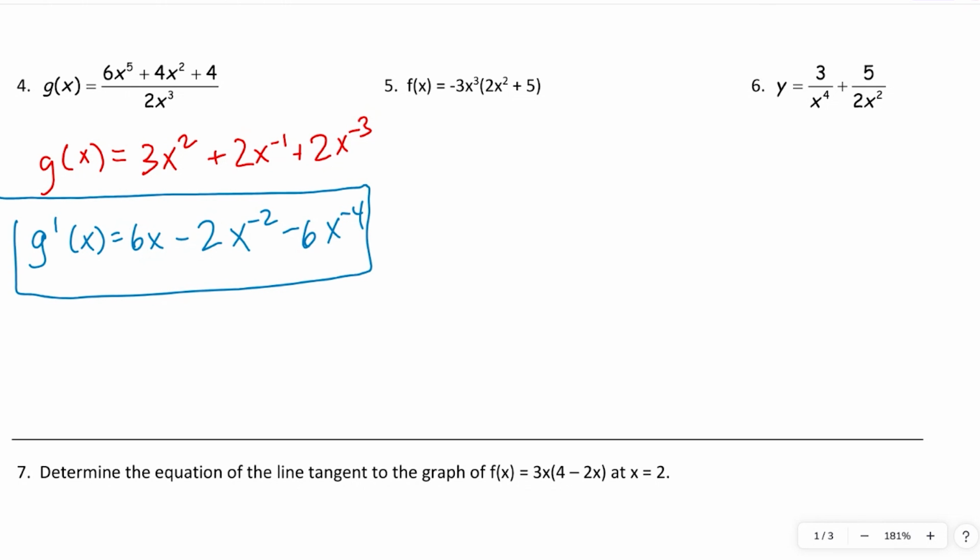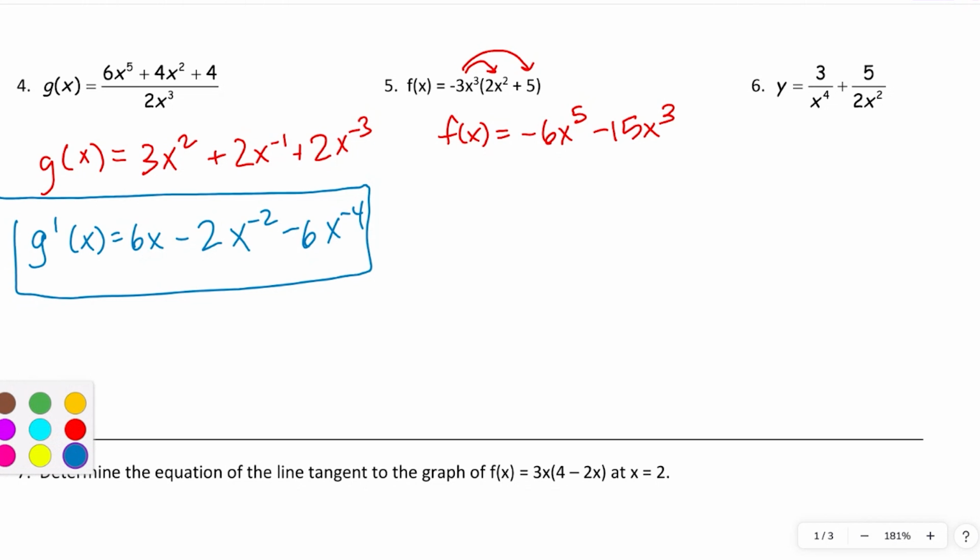For number 5, we need to go ahead and distribute this negative 3x to the third. So f of x equals negative 6x to the fifth, not plus, minus 15x to the third. Applying the power rule is going to give us negative 30x to the fourth minus 45x squared.